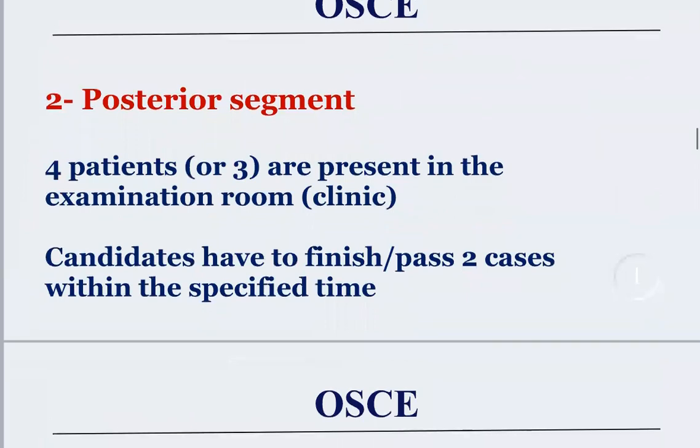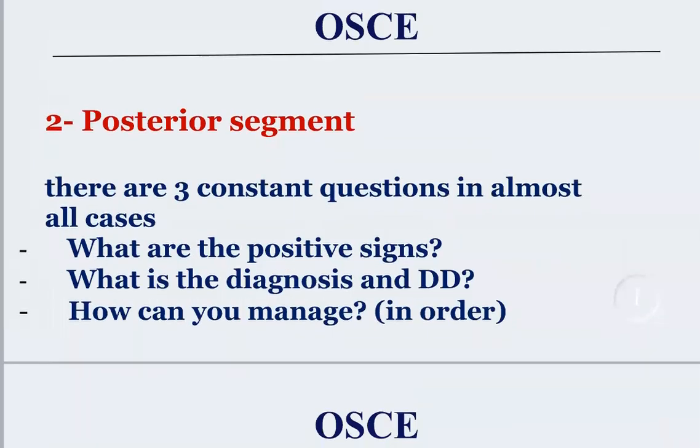In the posterior segment also, you have 4 patients, or 3 according to the center offering the exam. 4 patients are present in the clinic, and candidates have to finish or pass at least 2 cases within the specified time. Actually, this is for the 4 stations: the anterior segment, the posterior segment station, and also the oculoplasty station and the neuro-ophthalmology and strabismus stations. Okay. There are 3 constant questions in almost all cases. What are the positive signs? What is the diagnosis and differential diagnosis? And how can you manage in order? Okay.